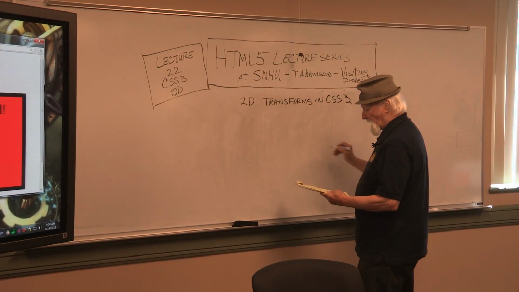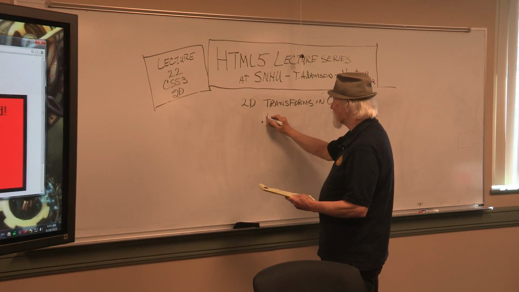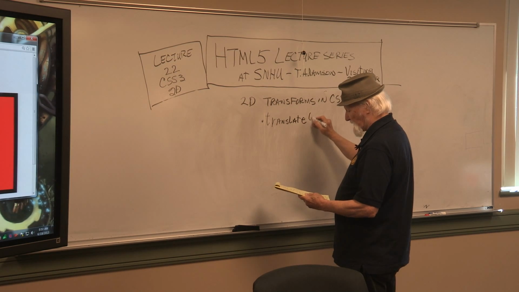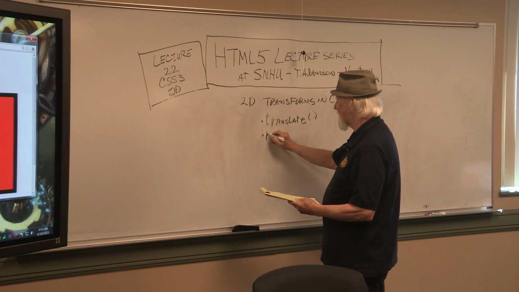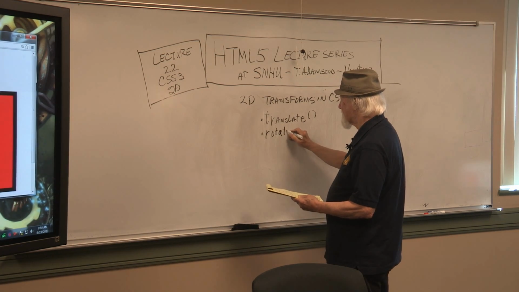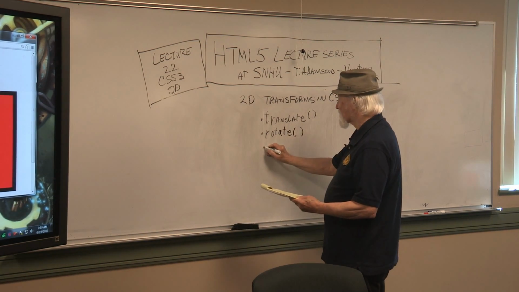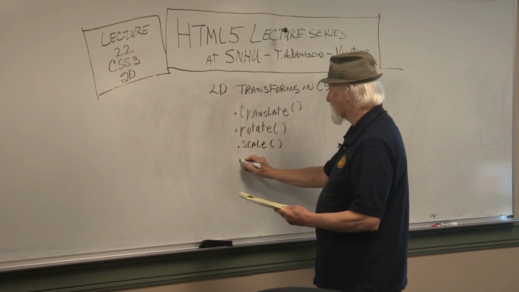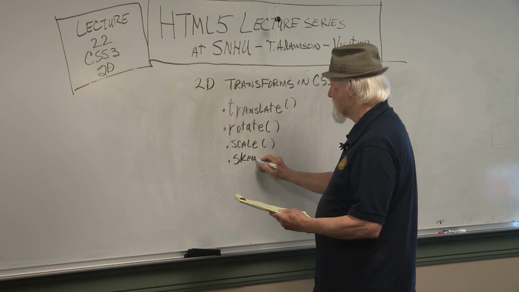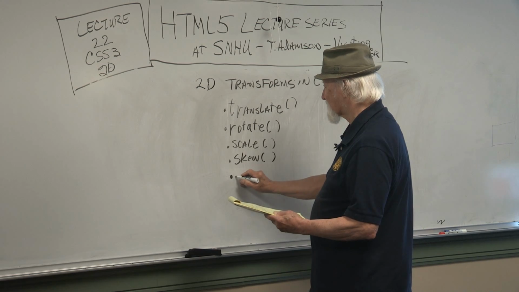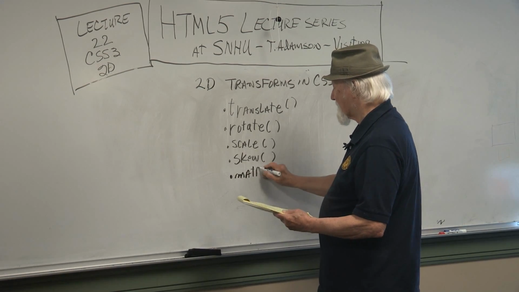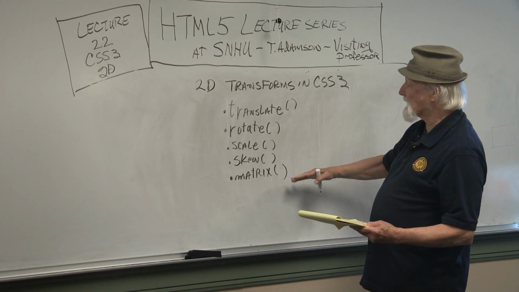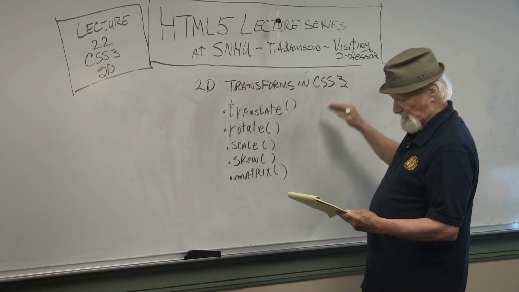In CSS3, the transforms that I have are called translate, and we'll see what this does. The other is called rotate, and that's almost self-explanatory. The other is called scale. The other is called skew. And the other is called matrix, like the movie. So these are the transforms that I have available to me in 2D in CSS3.